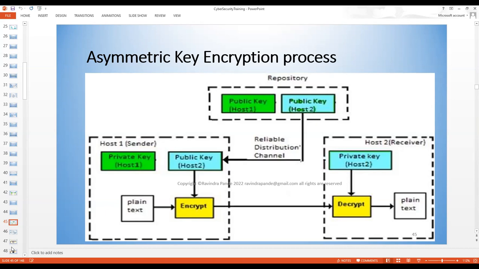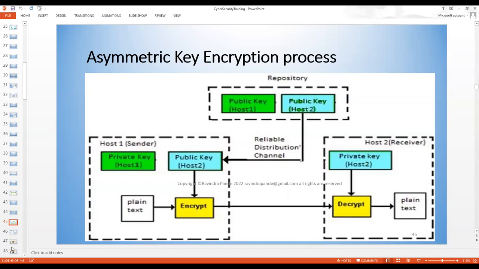So technically, host 1 is a sender and host 2 is a receiver. Now, host 1 has two keys: a private key and a public key. Public key is the username, and the private key is the password. Now, host 1 would like to send a message to host 2, encrypted, where host 2 needs to decrypt that message, but host 2 requires a key. Now that key for host 2 is a private key.